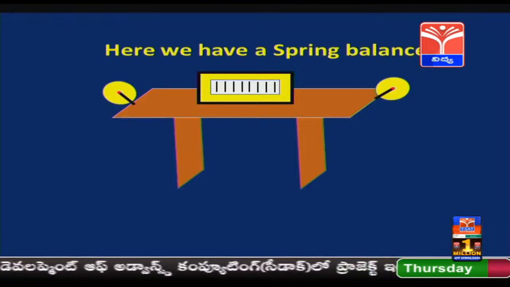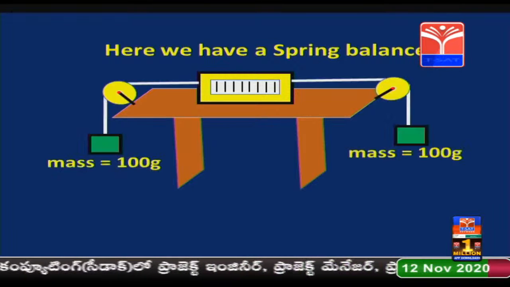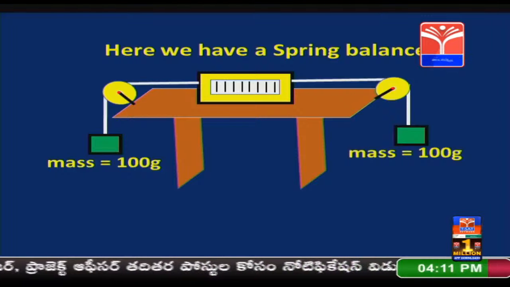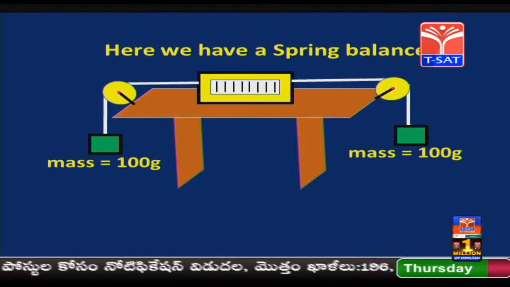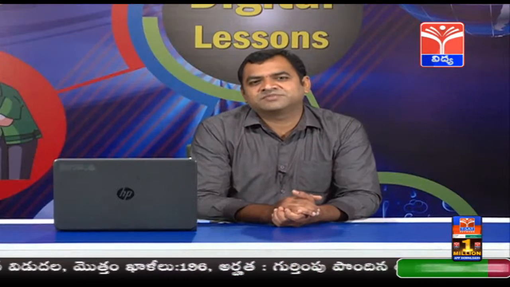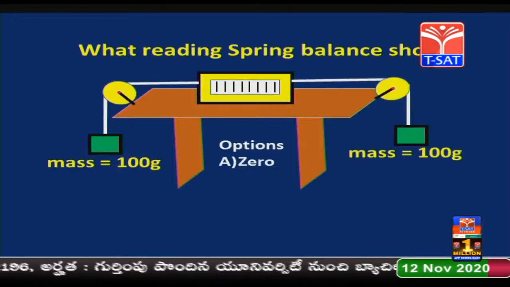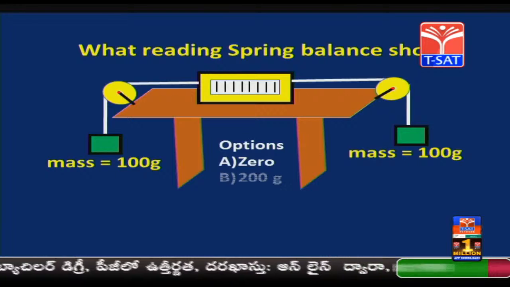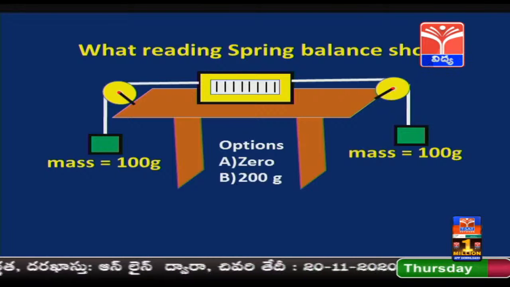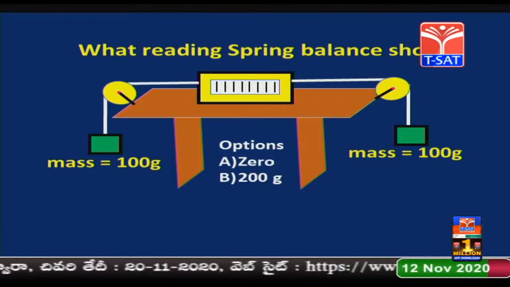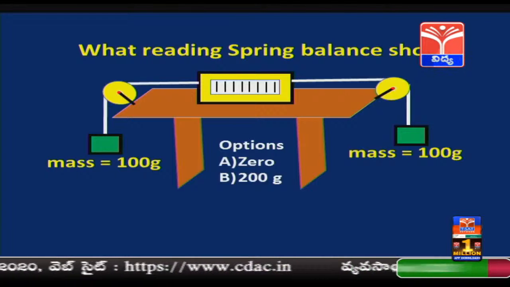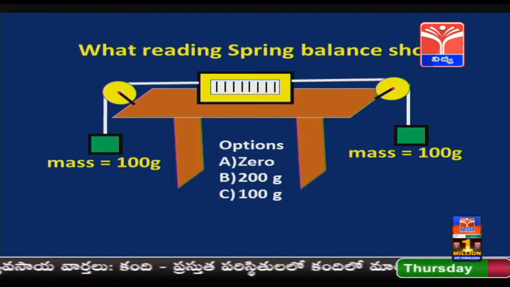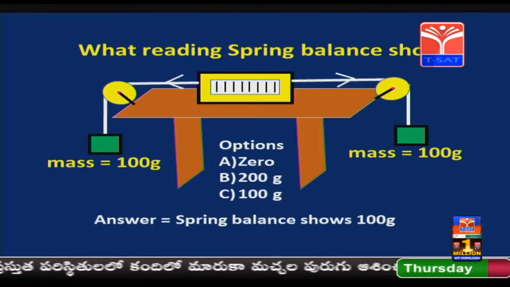Here is a table with 2 pulleys. Here we place the spring balance, and here we suspend 2 objects each of mass 100 grams as follows. Now guess what reading the spring balance shows. The options are 0 because both the weights can cancel, or the reading can be 200 grams because there are 2 objects each of 100 grams, or the reading can be 100 grams, and the answer is 100 grams.